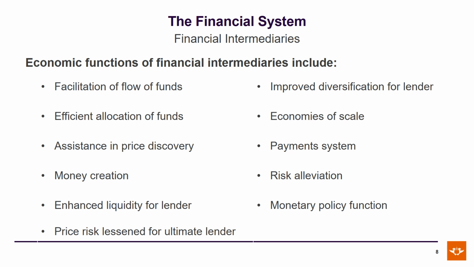In concluding the first lecture on the financial system, we end by looking at the economic functions of financial intermediaries. Some of these functions we've talked about in some detail during this lecture, others we've mentioned in passing. All of these, though, are crucial in ensuring that the financial system operates effectively and efficiently.